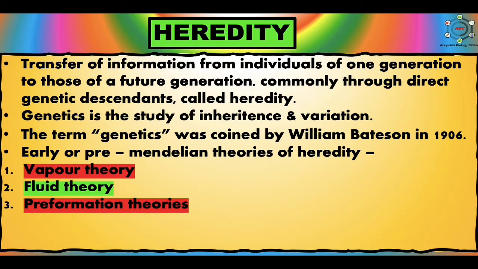Next is the pre-formation theories. Antony von Leeuwenhoek was the first to observe human sperms. He saw them wriggling in the semen and called them animalcules. He held that each sperm was a potential human being and could develop into a new individual when introduced into the woman's womb, where it could get nourishment.